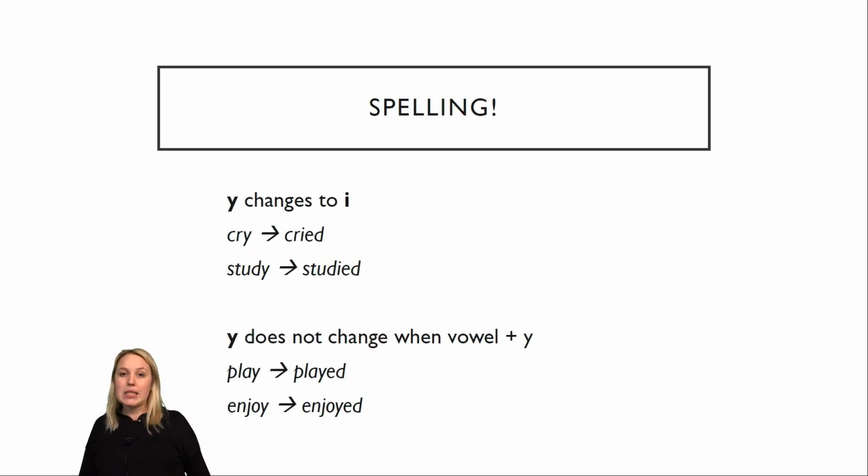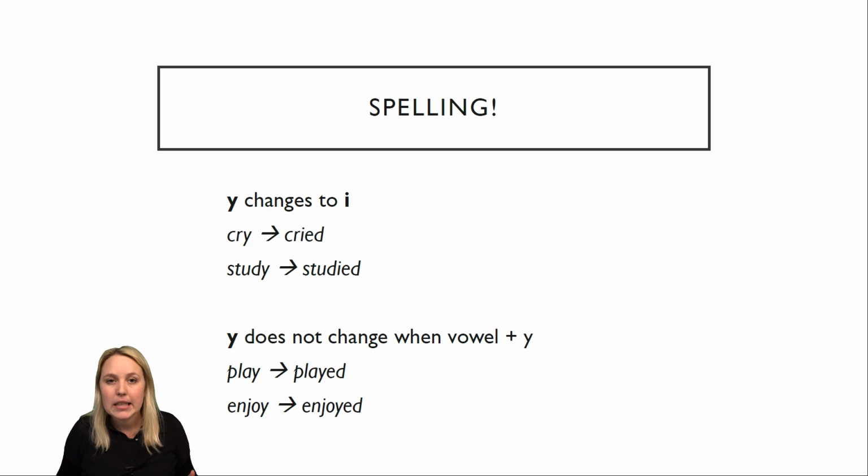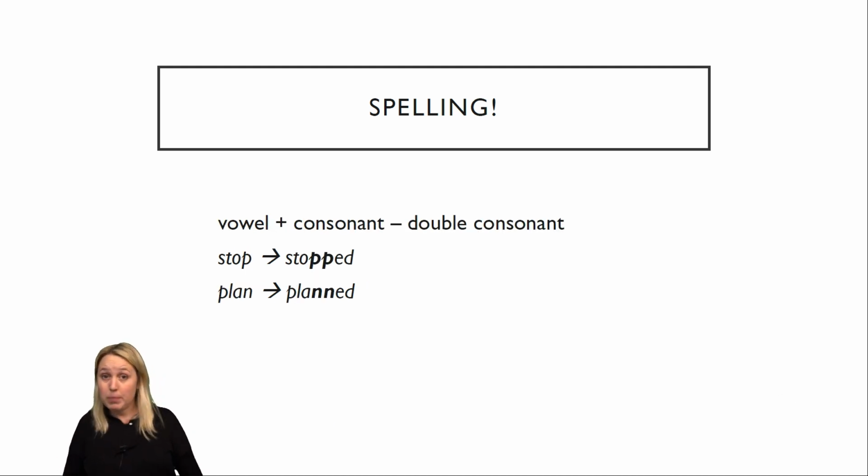Oh, here are some spelling specialities. When we have a Y, it changes to an I. For example, cry gets to cried, and study, studied. But the Y does not change when there is a vowel before it, at the end of the word. So for example, play says played, and enjoy, enjoyed. I know in your speaking exam it's not that important. I think you won't say play yet, but still good to know, I think. Good. And there is one more spelling specialty. When there is a vowel and a consonant, we double the consonant.